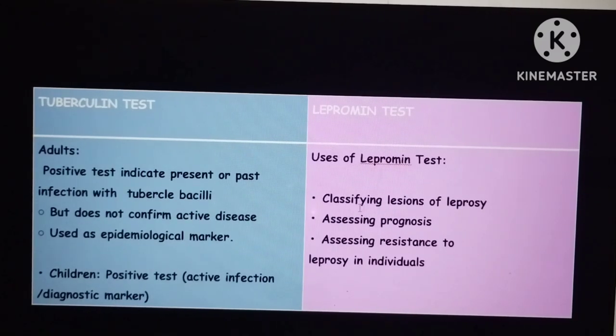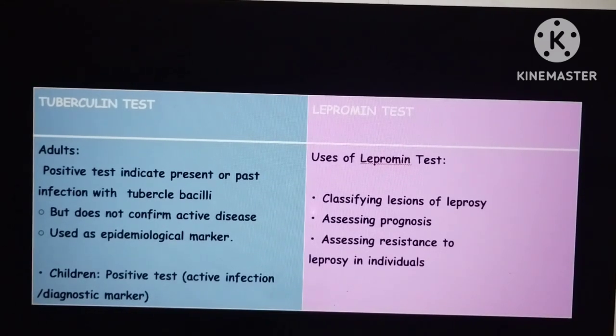Coming to the lepromin test, it is usually for classifying the lesion, that is, which type it is. Because if CMI is intact, it falls under the tuberculoid type. If it is negative, he can go for lepromatous leprosy. You can also assess the prognosis, whether the patient has responded to the treatment or not, and also assess resistance in leprosy, whether the patient has developed any resistance.